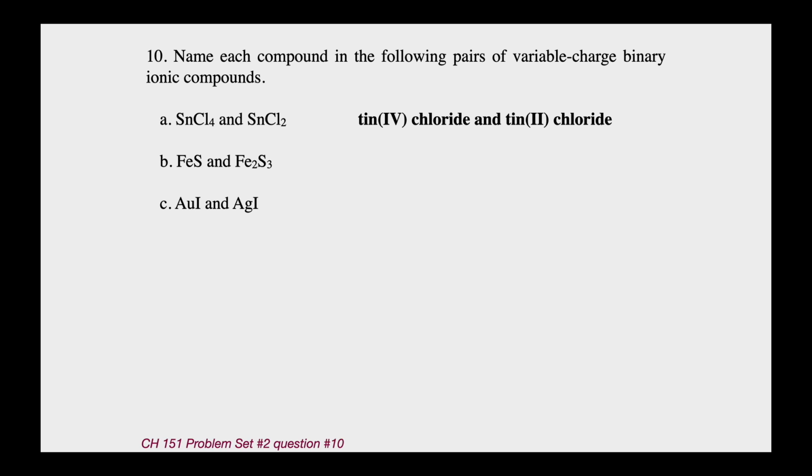So sulfur is in group 6. It's a nonmetal. So 6 minus 8, sulfide is going to have a -2 charge. The iron is going to balance that in FeS with a +2 charge.